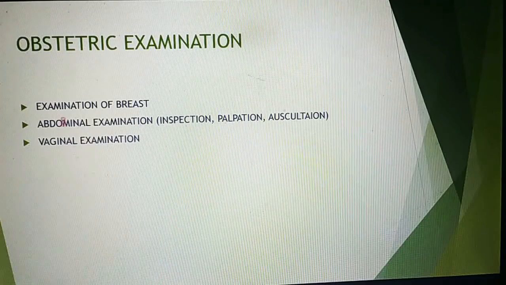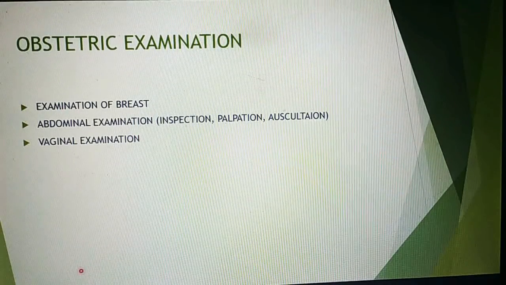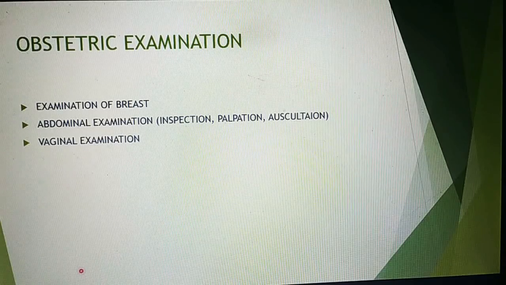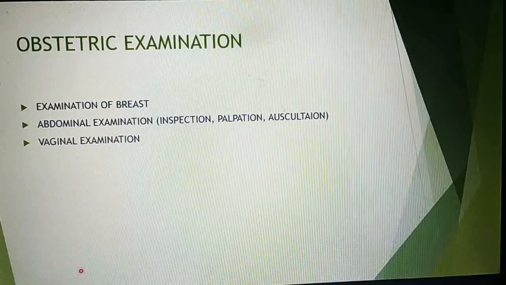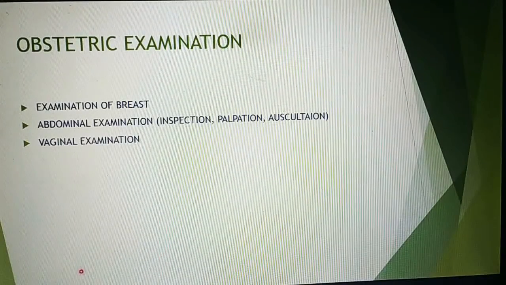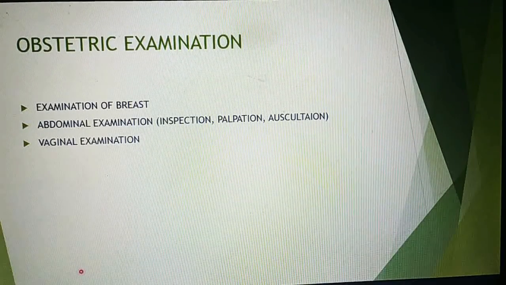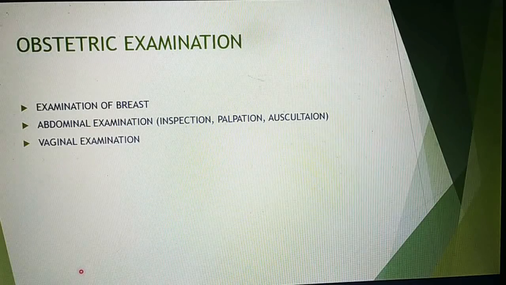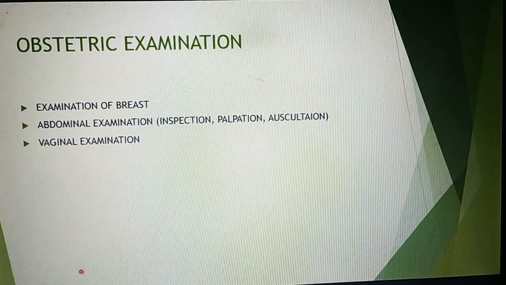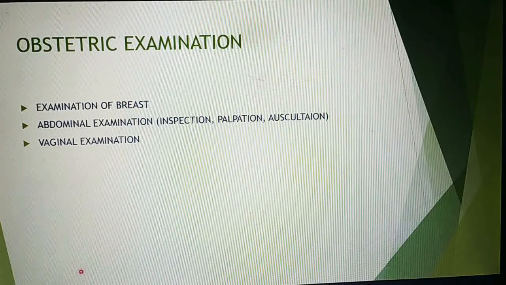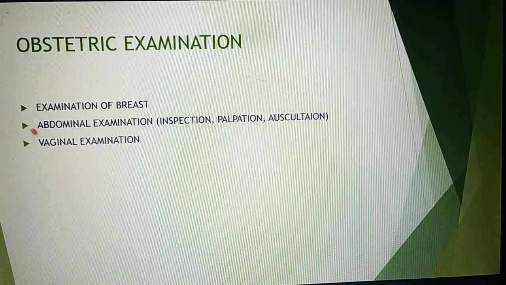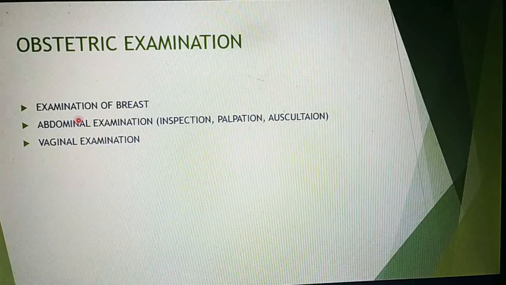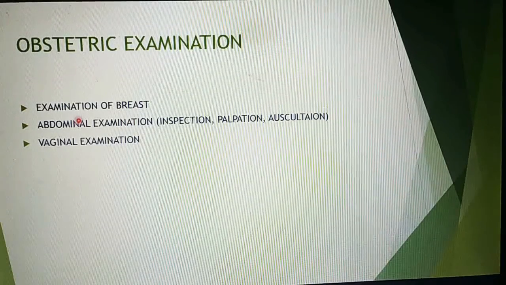So first of all, examination of breast. Examination of breast is ordinarily not done. If done, you should record the following changes during pregnancy, like nipple: is it normal, flat, depressed, cracked nipple or fissured nipple, then areola and skin condition like healthy or unhygienic, and any discharge per nipple present or not. So these are the things you should examine in examination of breast, but that is not ordinarily done.